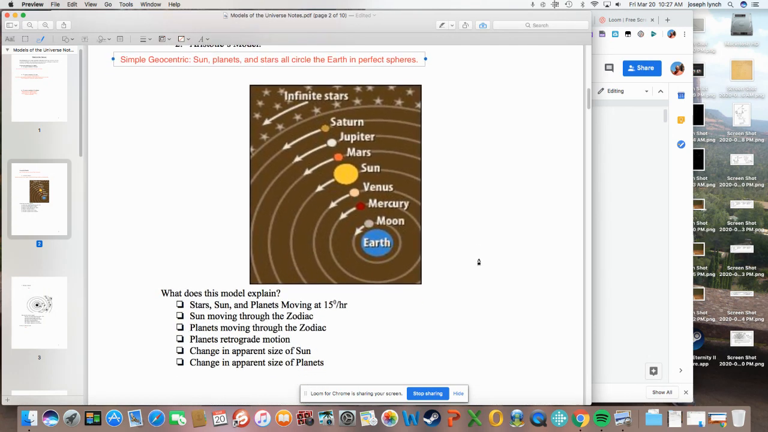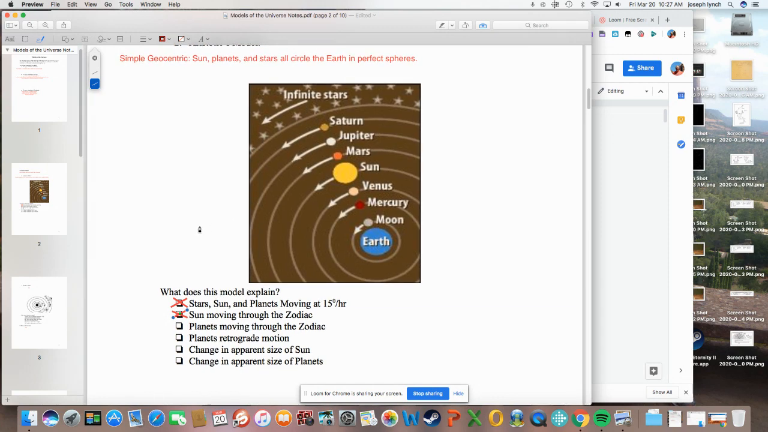And what does this model explain? Well, it does explain that the stars and the sun and the planets move at 15 degrees per hour because they're just going around here, all of them going around about 15 degrees per hour. It also explains the sun moving through the zodiac. Right now, the sun is lined up with these stars. If it's going a little bit faster than the stars, then it's going to come over here, right? And it's going to line up with some of these stars. So over the course of the year, it's going to line up with different sets of stars.